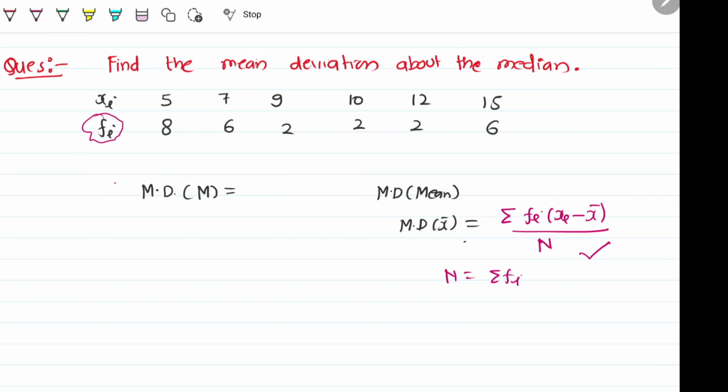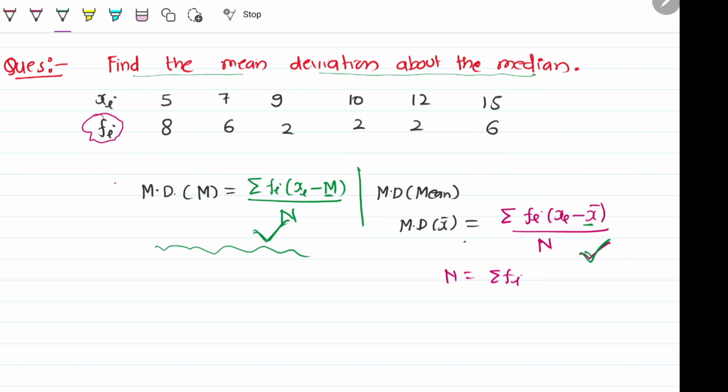So this is the formula for mean deviation about the mean. And if they ask mean deviation about the median, then the formula is sum of fi |xi minus M| upon capital N. If they ask about the median, go for this formula. If they ask about the mean, go for this formula. Now observe your problem: find the mean deviation about the median. It means we will use this formula. So first of all, I need the median, so we will find the median.